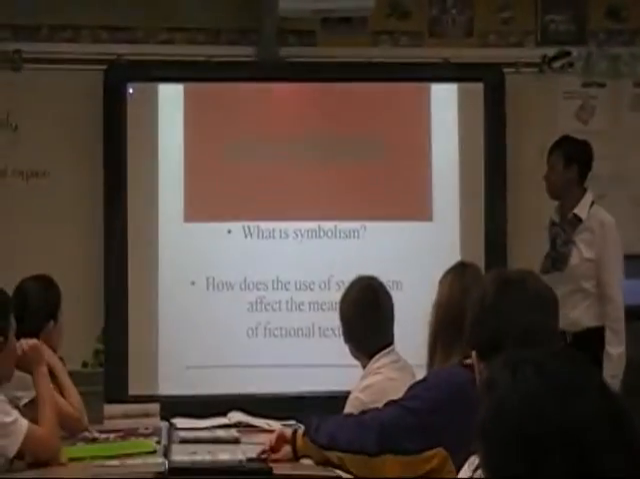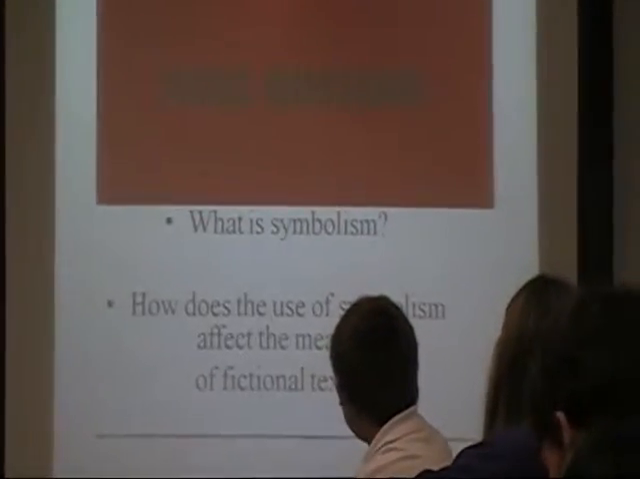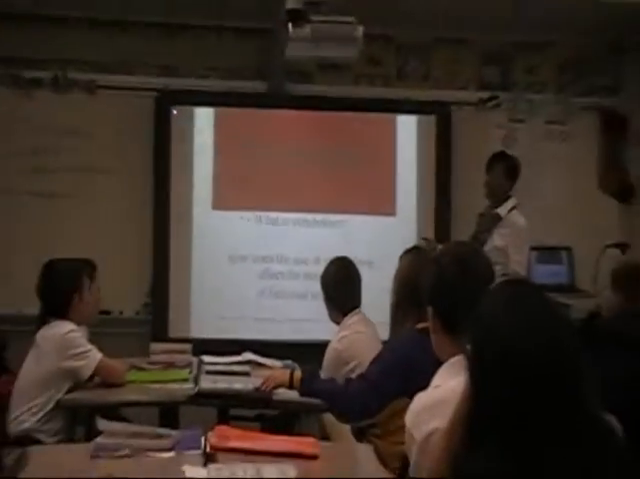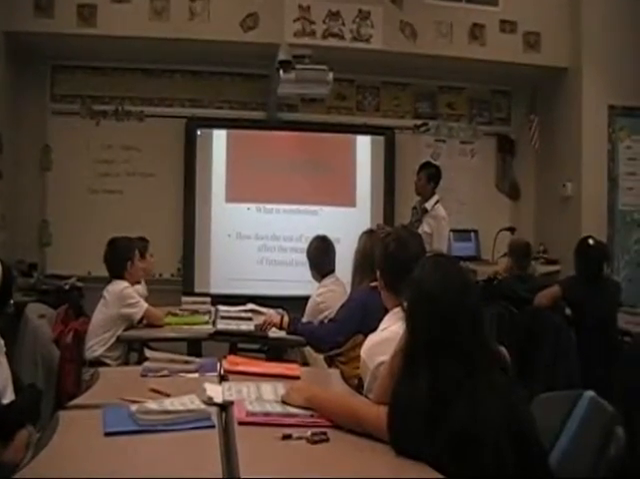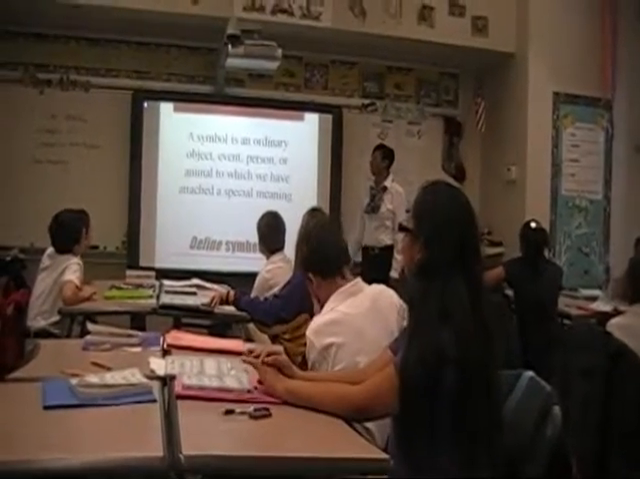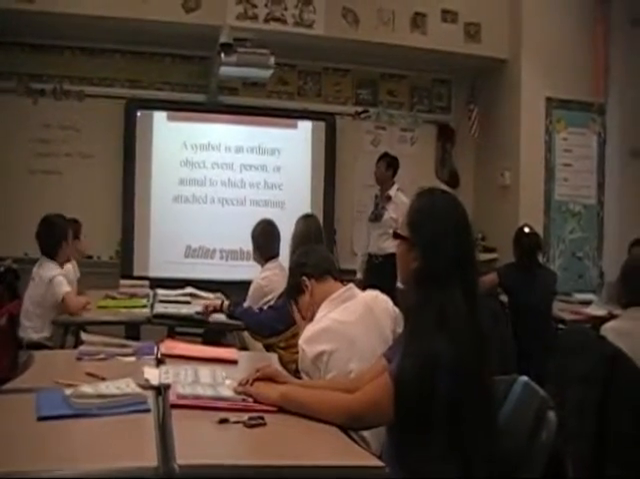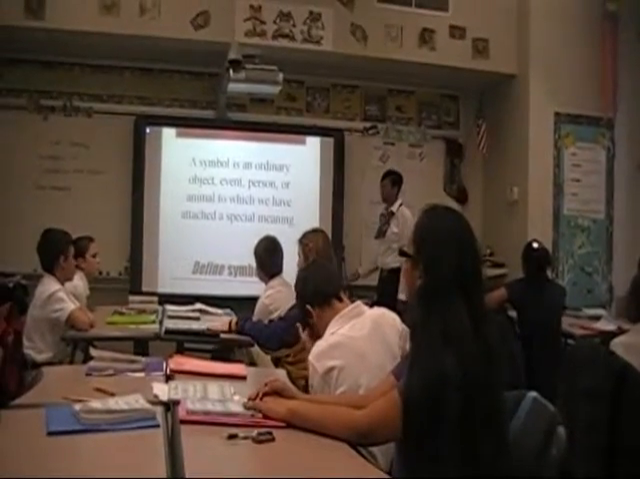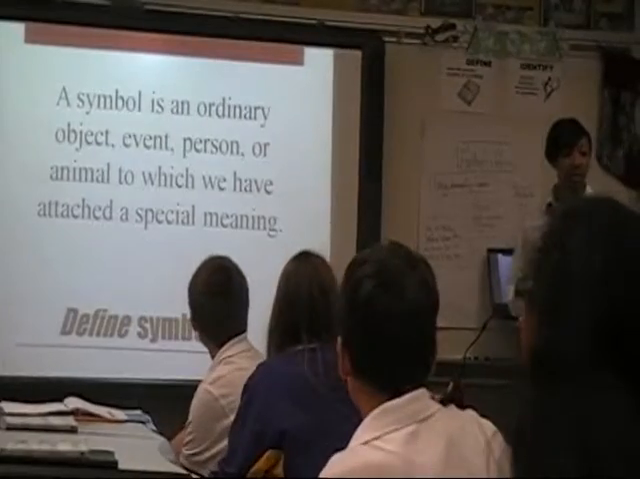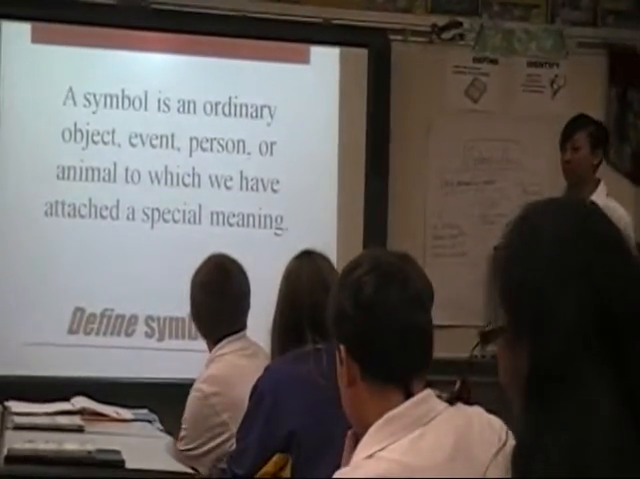So our focus question for today is, what is symbolism? How does the use of symbolism affect the meaning of fictional text? By the end of today's lesson, you can identify examples of symbolism and explain their meaning. A symbol is an ordinary object, event, person, or animal to which we have attached a special meaning. For example, we just looked at the recycling symbol. We've attached a meaning to that.